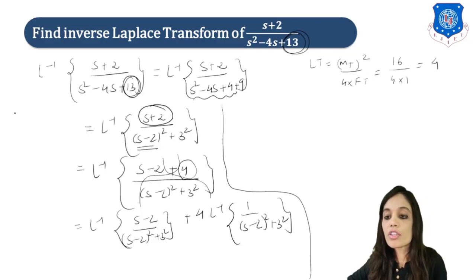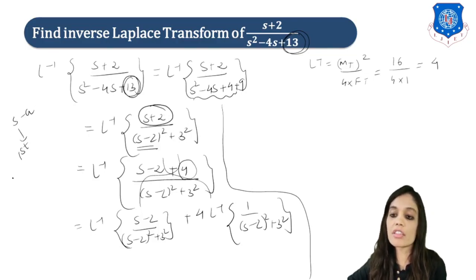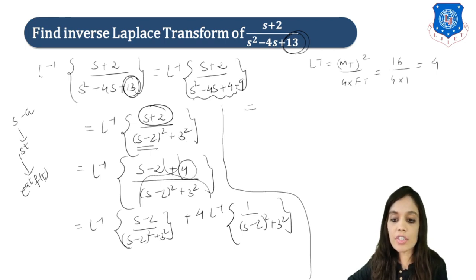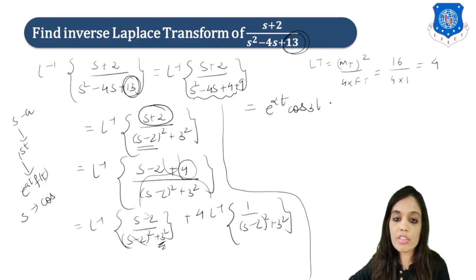Now whenever you see s minus a, what we have to apply? First shifting theorem. That is, you have to write e raised to at f of t. So here let us write that. Firstly take out this minus 2. So it will be e raised to 2t. Now you can see what is remaining. Laplace inverse of s upon s square plus 3 square. Whenever you see s in the numerator, what will come? Cos. So we will write cos, and here a is 3. So cos 3t plus 4 times.